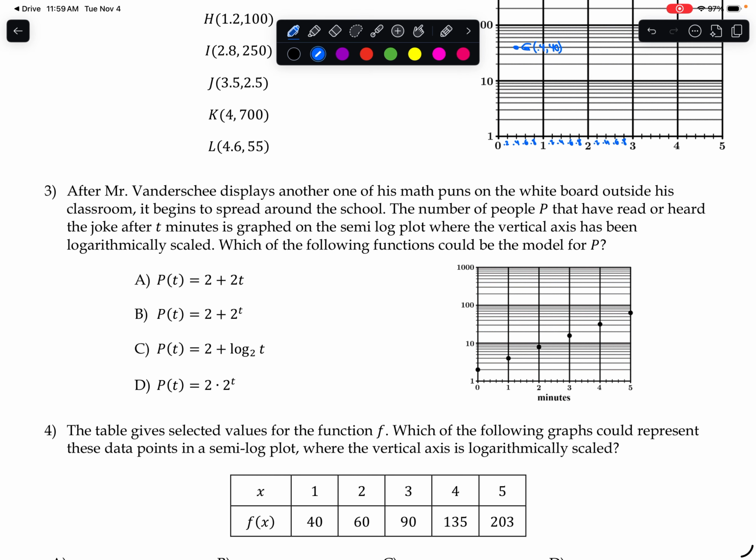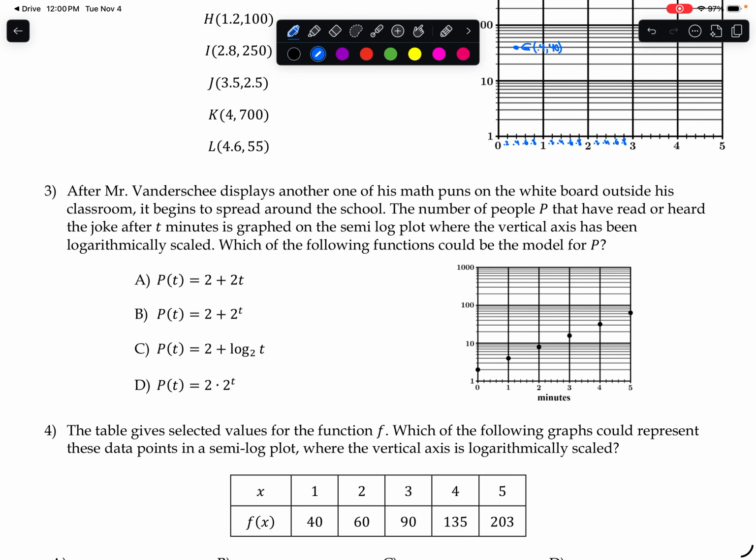So after Mr. Vandersheet displays another one of his math puns on his whiteboard outside his classroom, it begins to spread around the school. The number of people, P, that have read or heard the joke after T minutes is graphed on the semi-log plot where the vertical axis has been logarithmically scaled. Which of the following functions could be the model for P?